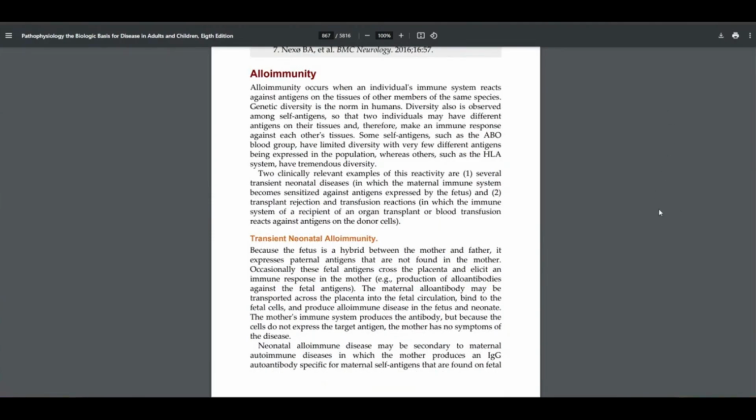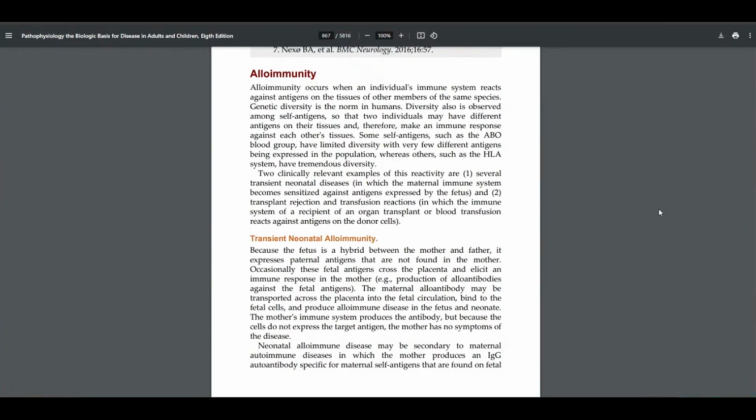Lastly, alloimmunity. We're getting there. Alloimmunity occurs when an individual's immune system reacts against antigens on the tissues of other members of the same species. Genetic diversity is the norm in humans. Diversity is also observed among self-antigens, so that two individuals may have different antigens on their tissues and therefore make an immune response against each other's tissues.